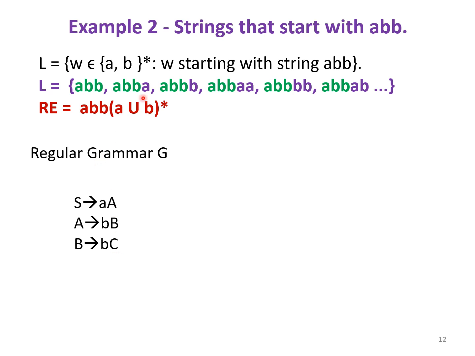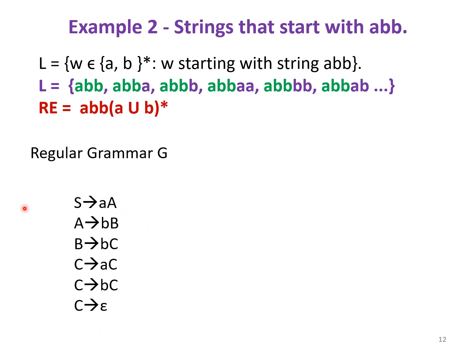From here we must have A union B whole star. So that is represented as C tends to AC, or C tends to BC, any number of A's or B's in C, or it can be epsilon. So this is the regular grammar.